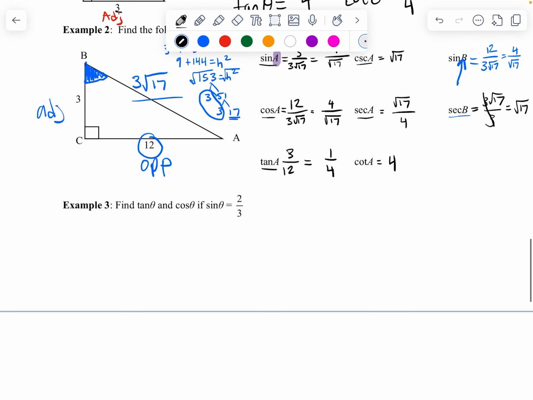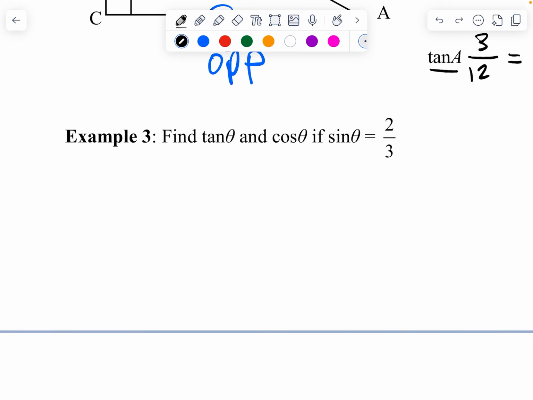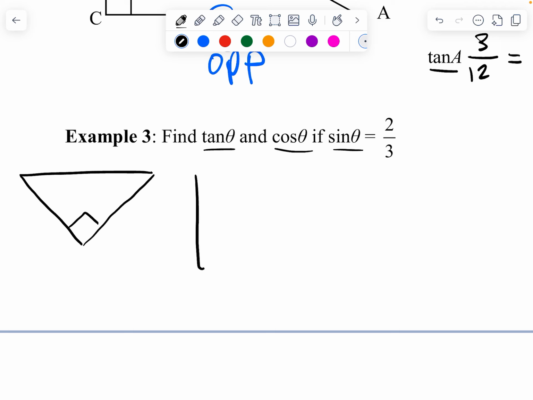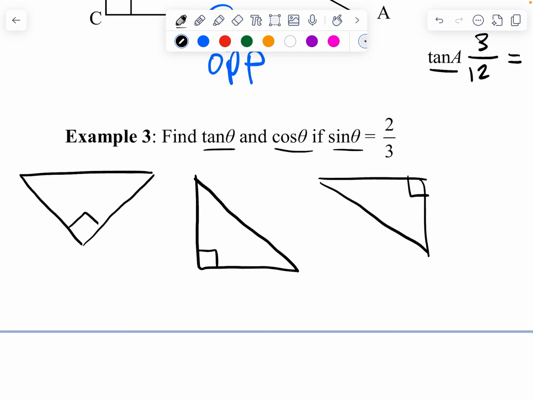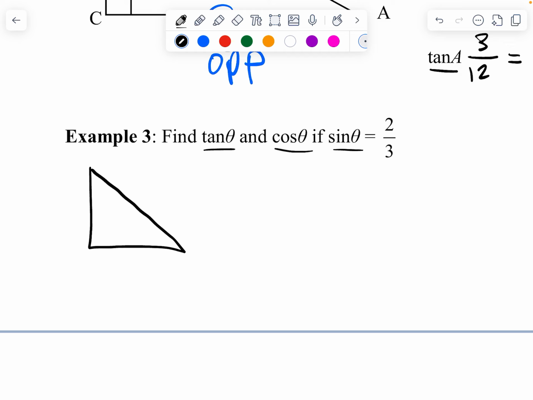Okay, example 3, find tangent and cosine if sine is 2/3. Now, these are all from a reference angle of theta, but no triangle is given to us. Well, we know all of these are going to be for right triangles. So I can draw a triangle, and as long as it's right, that works. Doesn't matter what your triangle looks like as long as it's a right triangle. So I like this one personally. I'm going to go with it.